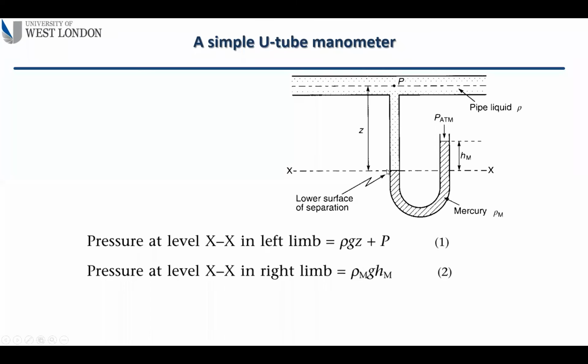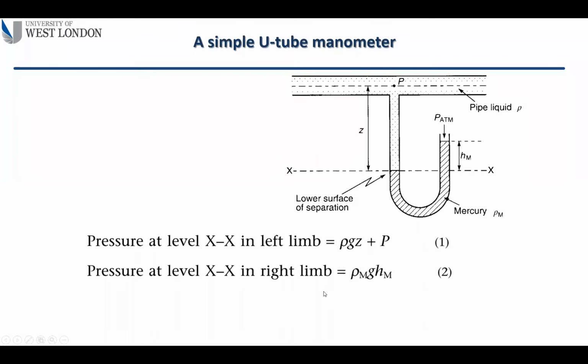Just pay attention on the left hand side. The density here is the water, or the liquid, let's say in general, and we wrote it here as rho. But on the right limb, the only liquid that we have is mercury. On the left limb it was the pipe liquid, so we denoted it by rho. So on the right hand side, we write rho m G HM, where rho m is the density of the mercury, HM is the height, and G is gravitational acceleration.